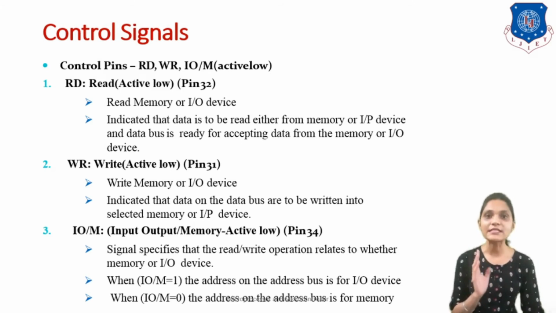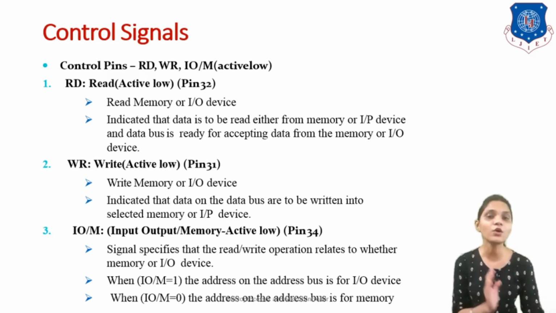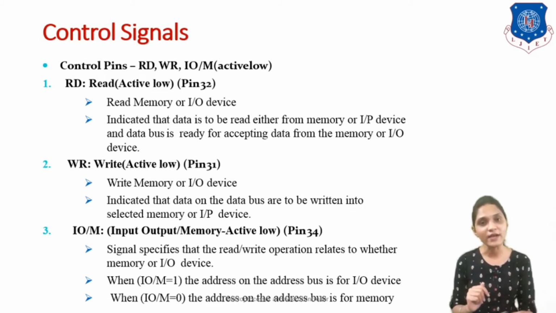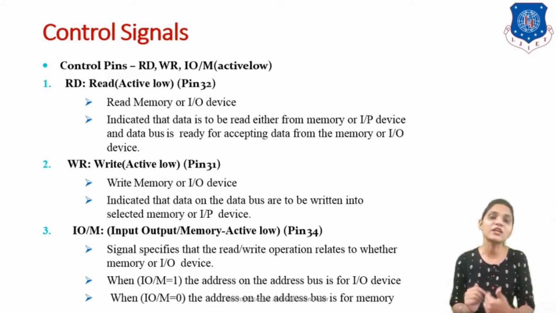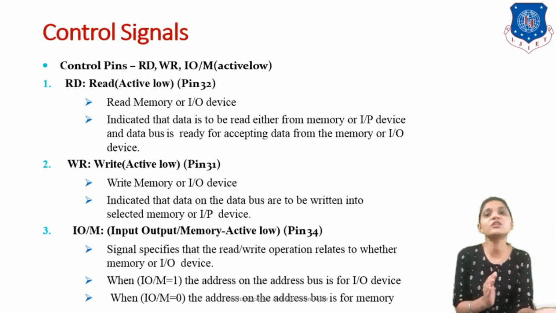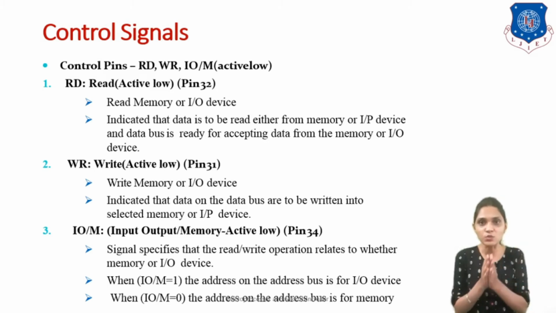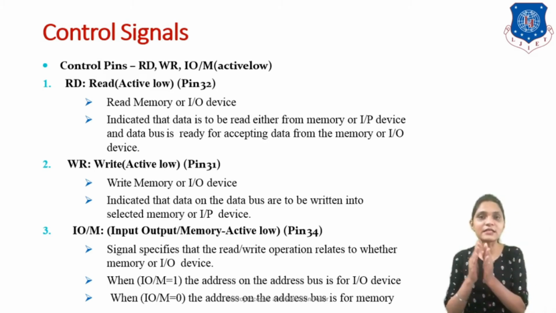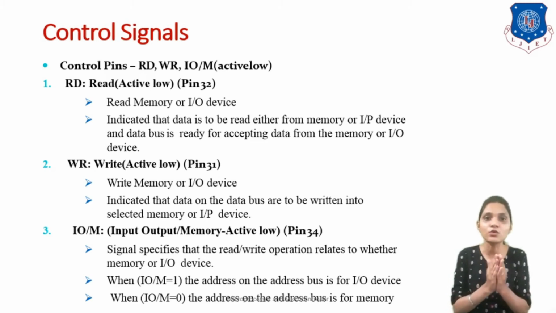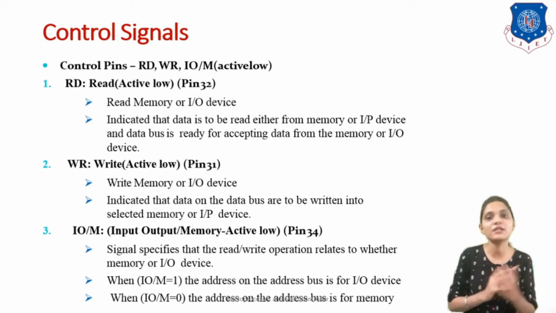Okay, so the signal specifies the read and write operation related to whether memory or the IO device. When its value is 1, the address on the address bus is for the IO device, and when its value is 0, that means it is a memory related task. So this address is related to the memory. If its value is 1, then your address is related to the IO device, and if its value is 0, that means your task is related to the memory device.